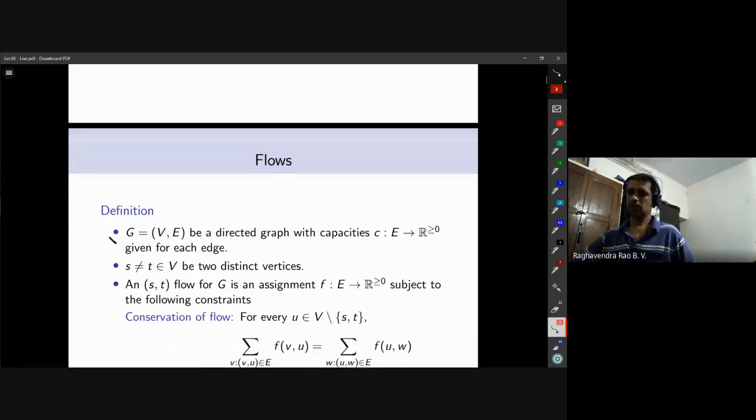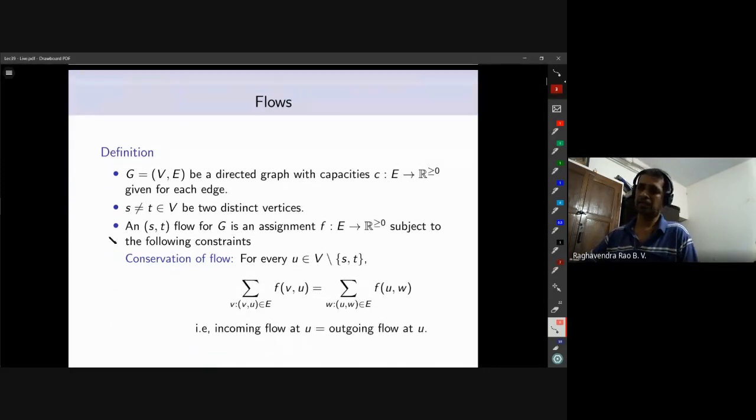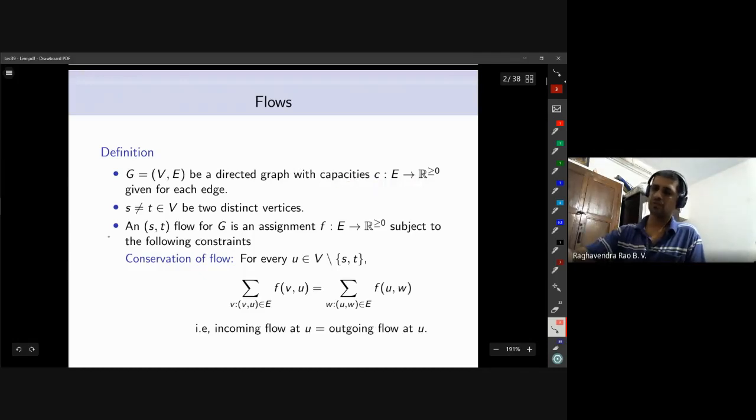Just to recollect, in the last lecture we defined flows. Here we have a directed graph where edges come with capacities. We'll assume that these are non-negative numbers. We can also assume them to be non-negative integers, but in general these are real numbers.